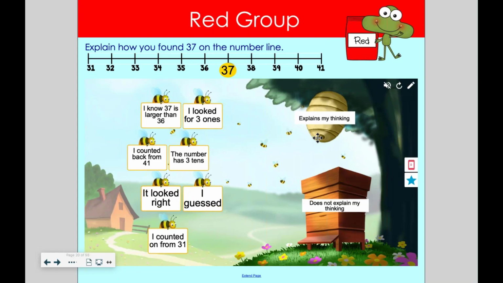What I found with this particular activity was my students would all sit together working in the red group. And when they got to this, they'd be like, wait, why didn't that explain my thinking? And so they'd have these conversations around it and start to analyze with each other and go, oh, maybe I needed to give more information. Let's try this one. The number has 3 tens. Oh, okay, so I need to talk about how many tens. I can't just have a guess. So it really extended them with explaining what they were thinking and how to explain it to somebody else, which was really exciting.